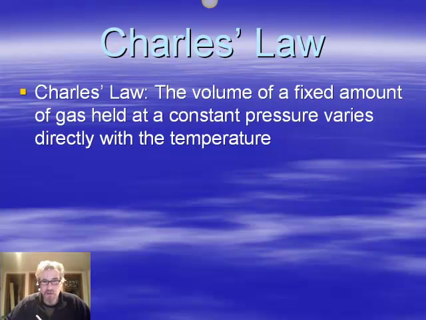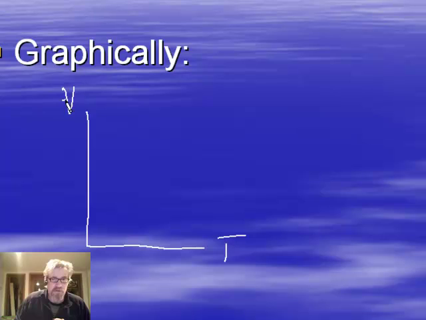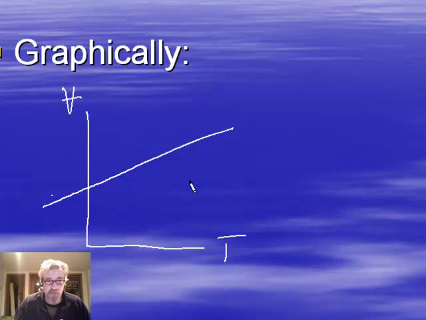So here's what Charles' law states. The volume of a fixed amount of gas held at a constant pressure varies directly with the temperature. Here's what this would look like graphically. If we plot temperature versus volume, we will find a straight line relationship. That's called a direct proportionality. When the temperature gets bigger, the volume gets bigger.